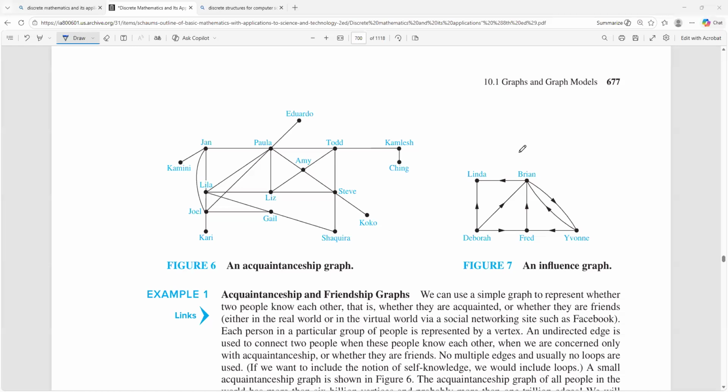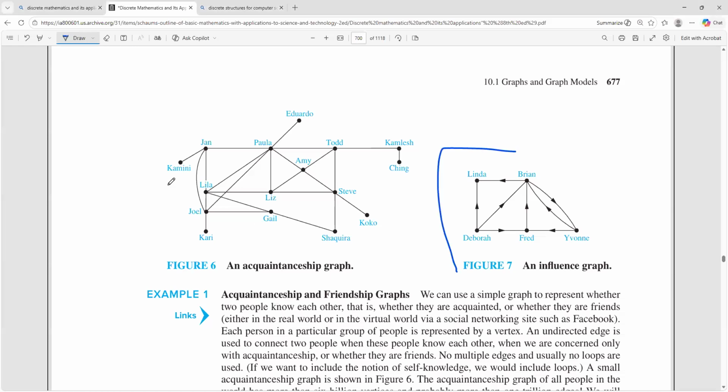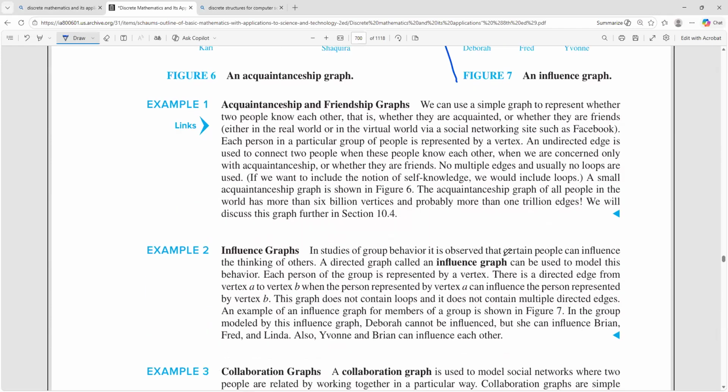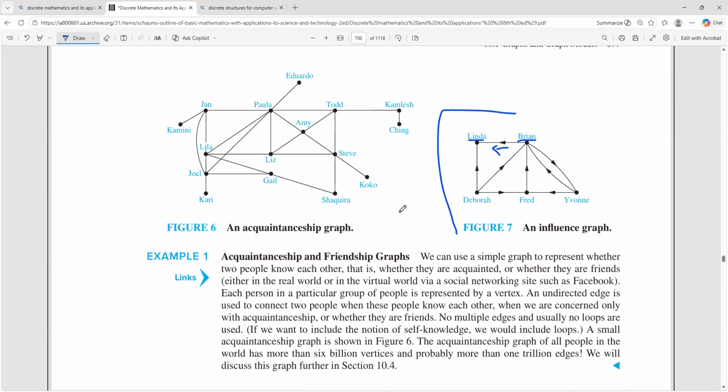So is this the influence graph that, I think Ken, you mentioned? Is this what it looks like? It's basically a directed graph, and it shows that, if I'm not mistaken, Brian influences Linda because the arrow points that way. Let me make sure that's the case. Vertex A can influence a person represented by vertex B. Yep, there you go. So in a digraph, if it's an influence graph, we see that the direction matters.